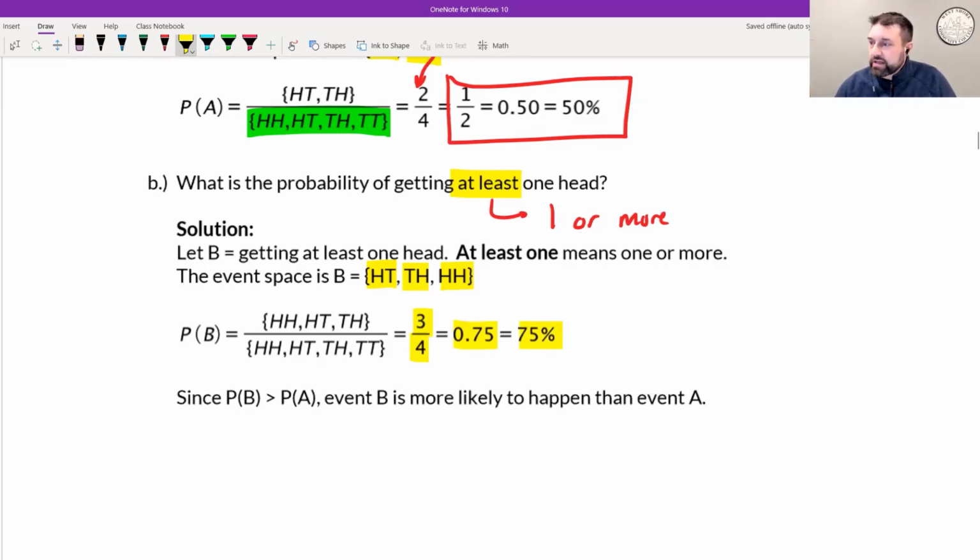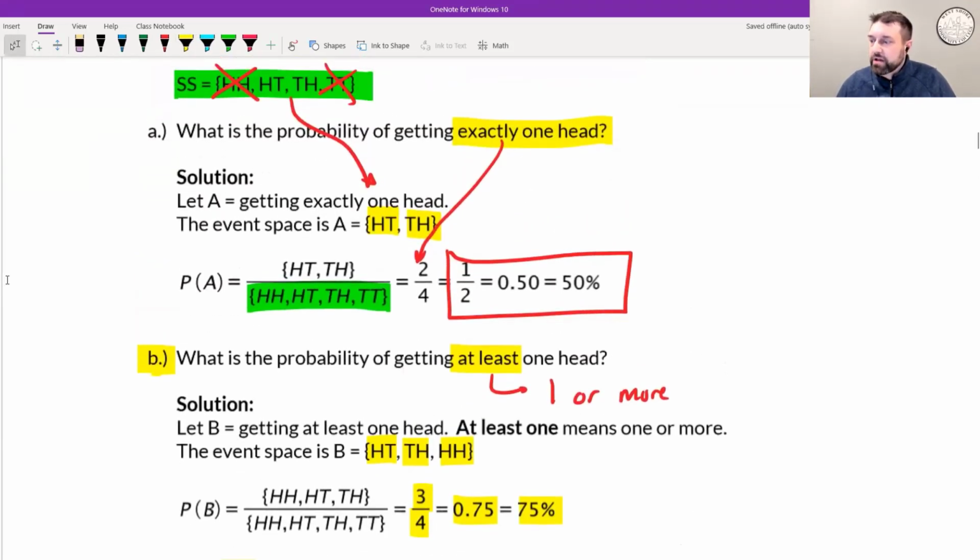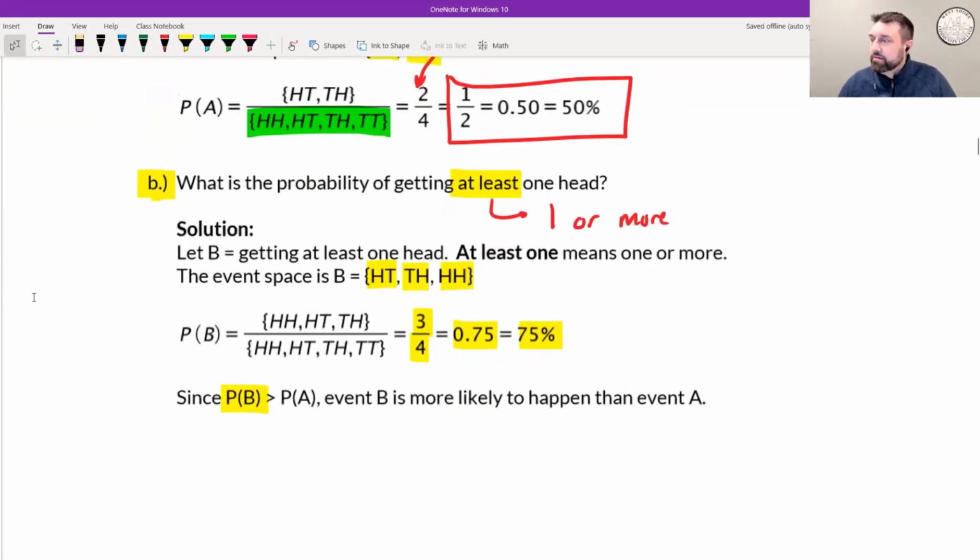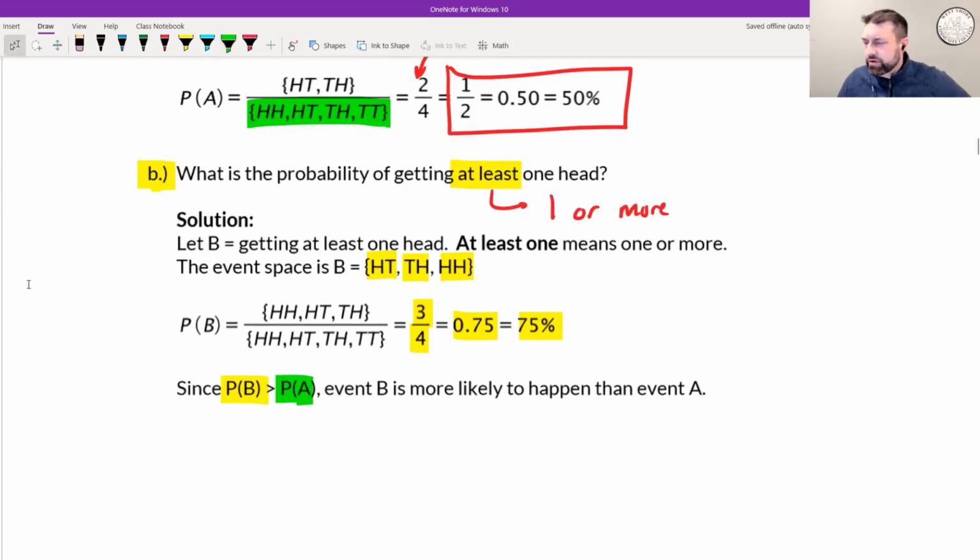So the probability of event B, which is part B in the example, is greater than the probability of part A. That means event B is more likely to happen. If something has a higher probability, it's more likely to happen. Okay, and maybe that's kind of obvious, but we've got to state it.